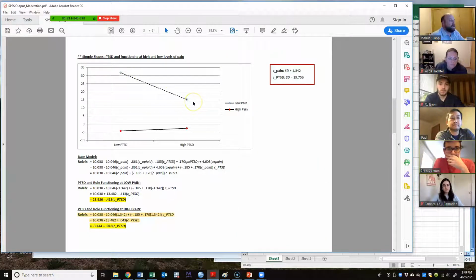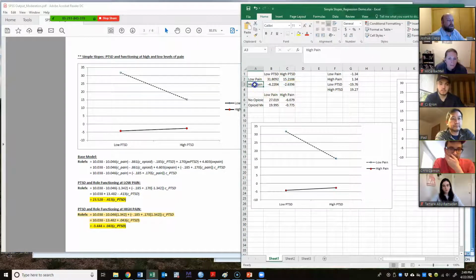It's just giving me 2 points on a graph to connect, right? Same thing at high pain. Here's my simple slope for high pain, negative 3.43. I guess I got a little bit different, 0.04 times negative, right? And so it's just substituting low PTSD, high PTSD there. Okay, cool. Does that make sense?